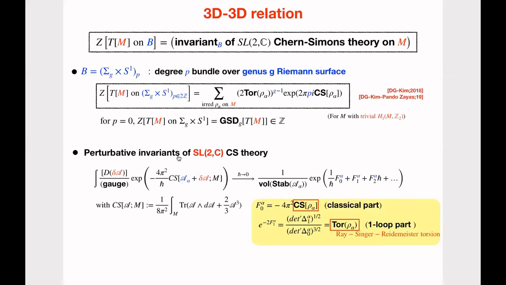For each flat connection, this appears as a saddle point of SL(2,C) Chern-Simons theory, and then we can do a perturbative expansion. The classical part corresponds to the so-called Chern-Simons invariant, which is defined in this way. And then one part is called the Reidemeister torsion, also called Ray-Singer torsion. This is a well-defined mathematical invariant of the flat connection. So this is the only topological invariant we need to remember. For a three manifold, if we know the fundamental group, then we can construct the irreducible flat connections, and for each we can compute the Chern-Simons invariant and the Reidemeister torsion. Then using these topological invariants, we can construct a modular structure later.